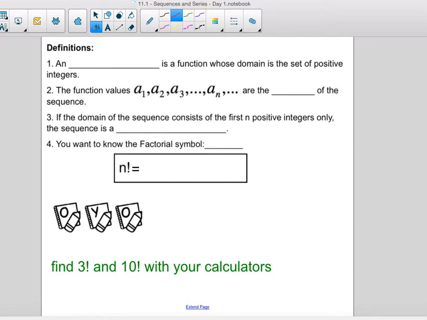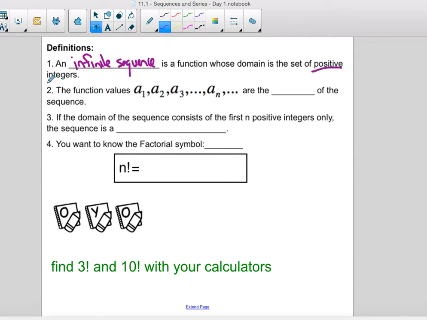So just some quick definitions here, right? The first thing that I want to do is say that a blank is a function with a set of positive integers. That's going to be what we call an infinite sequence, right? And I'll put that in here, infinite sequence. And it's very interesting because it's almost like a function. I mean, it is a function in a way, but you can only plug in positive integers, right?